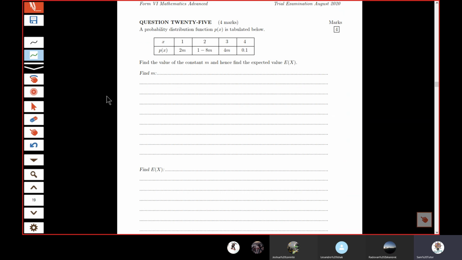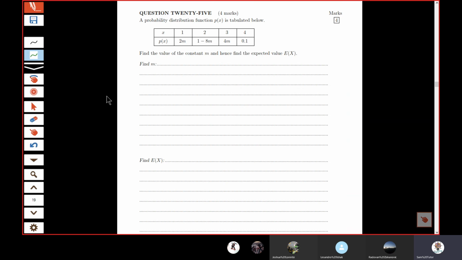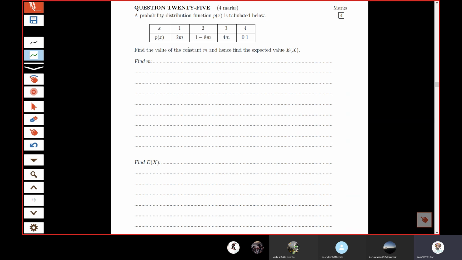Four marks. Find M and find the expected value. Do we remember how to find M, the logic of it? Sum of P of X equals 1. And then how do we find E of X? Sum of X times P of X. This guy multiplied by this guy, this guy multiplied by this guy, and then you just add them all up. Good luck. 4 marks.